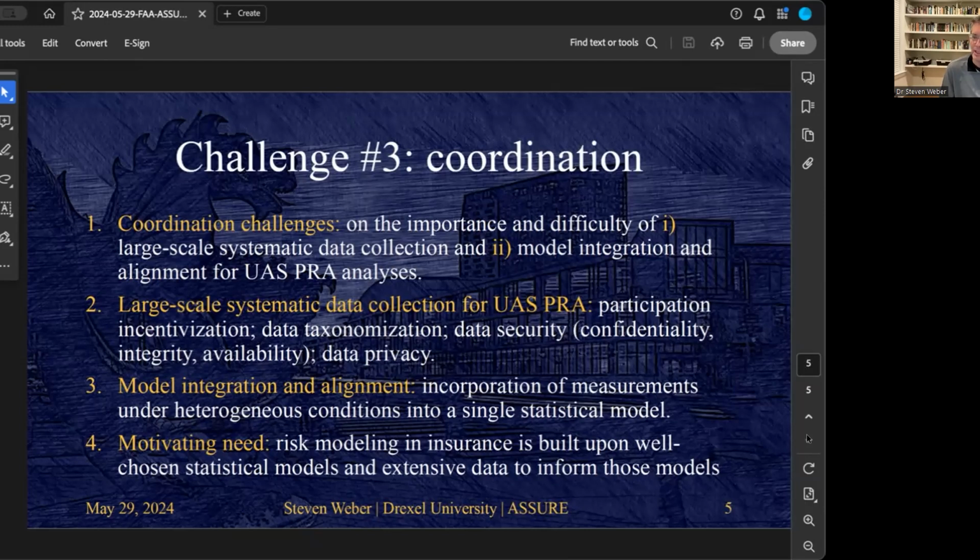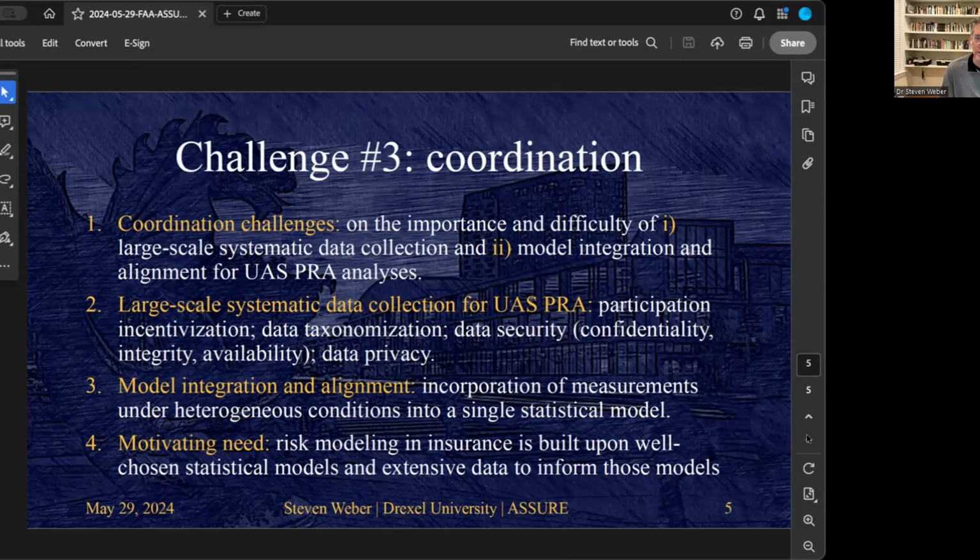Data taxonomization: how do you accurately, meaningfully, and insightfully describe the data you've collected and are willing to share in a way that will be profitably used by others? You have real concerns with data security, both in terms of confidentiality, integrity, and availability, and naturally concerns about data privacy. So nothing here is particularly sophisticated, but it's a real challenge.